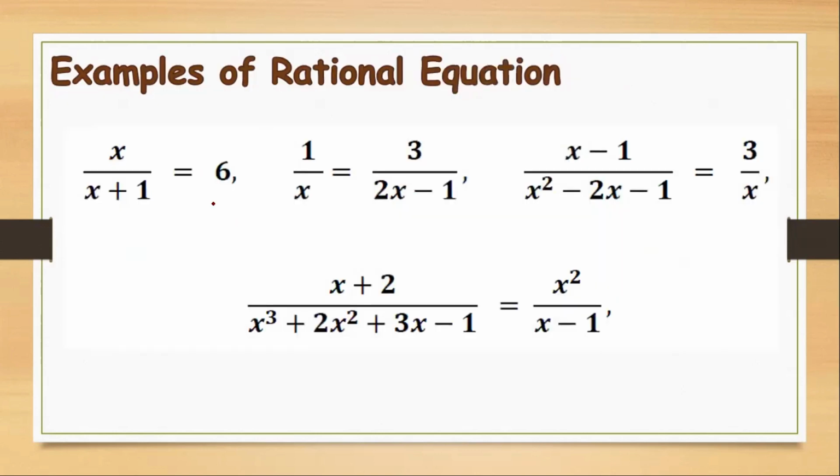Let's have rational equation. Take note that there is an equal sign and there is a rational expression in it. So we have here a rational expression, an equal sign, plus the value on this. We can also have two rational expressions having an equal sign between them, like this one. All of these are considered as rational equations.